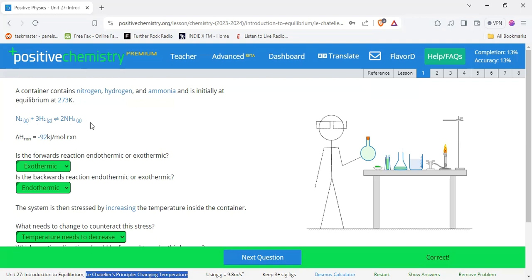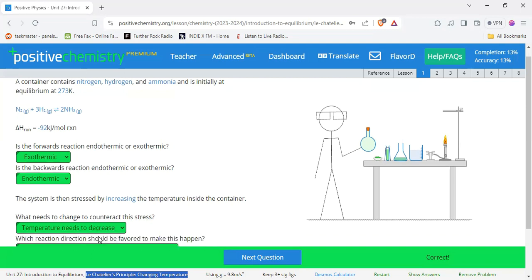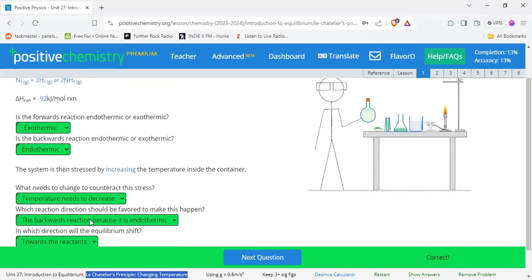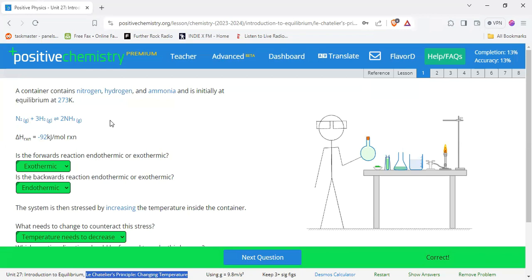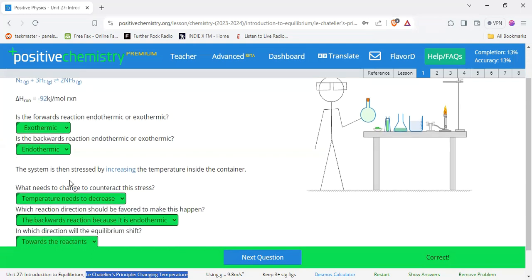And if we increase the temperature, it's going to try to relieve the stress by doing the opposite. So the temperature needs to decrease, and it's going to run backward because that's the direction that soaks up the heat. The heat sits over here, and if we run it backward, the heat gets put into the new molecules that are being formed in what we would normally call the reactants on the left side. And that shifts it toward the reactants then.